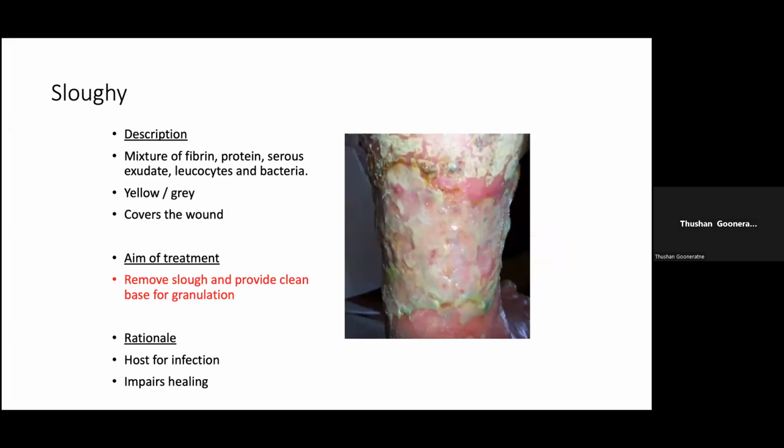Slough is not infection, it's actually a wound product, a process of wound healing. It's not necessarily infected, but if it stays there for too long, it can impede wound healing. So sometimes you do try to remove the slough. It doesn't need surgical debridement. Dressings are useful enough, and if you can clean it off with the wound dressing itself, that's good enough to help the wound bed be a better wound bed.